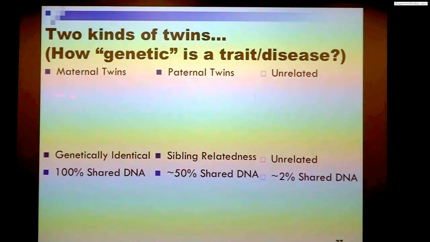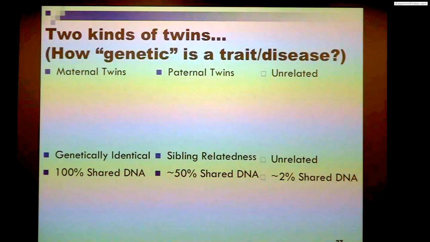These are called monozygotic and dizygotic twins. The difference is that paternal twins are basically like siblings, and maternal twins are 100% identical. So maternal twins will share 100% of their DNA. Paternal twins, on average, will share 50%. And unrelated individuals maybe will share about 2%.